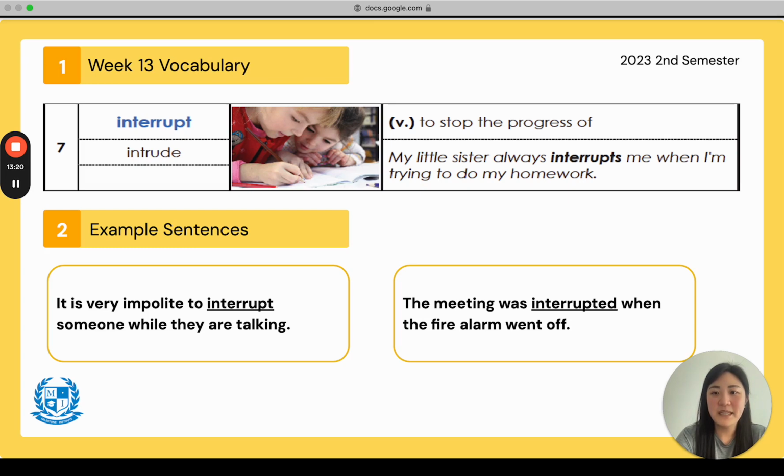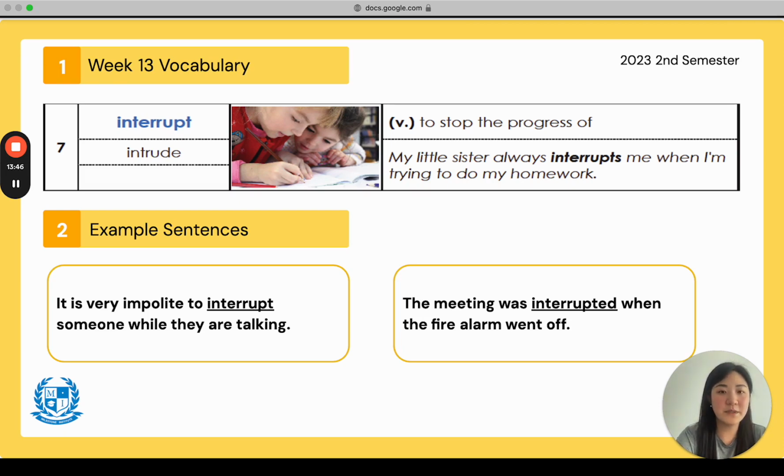Example at the bottom. It is very impolite to interrupt someone while they are talking. Very true, especially when you guys have speech presentations for your textbook class or for your TED Talks class, and they're doing a presentation. It's very rude and impolite to interrupt by making noise or making some kind of sound while they are talking. We want to be respectful.